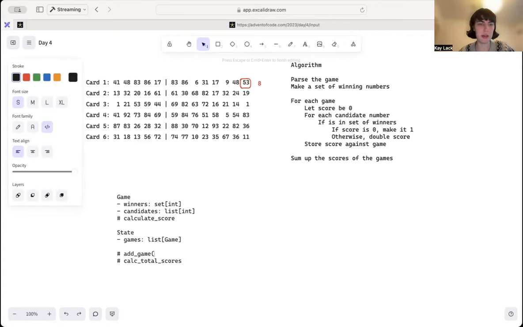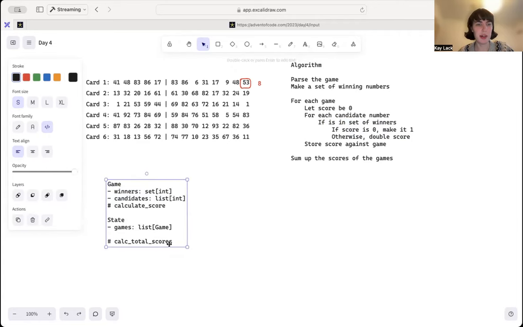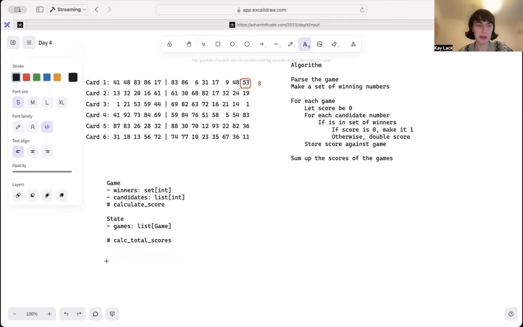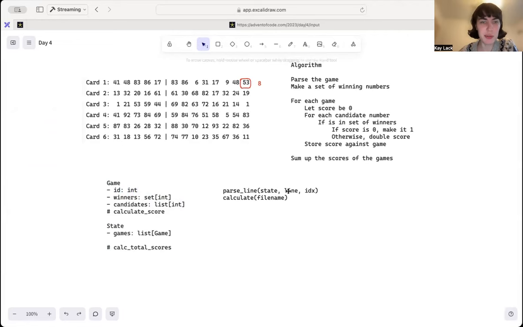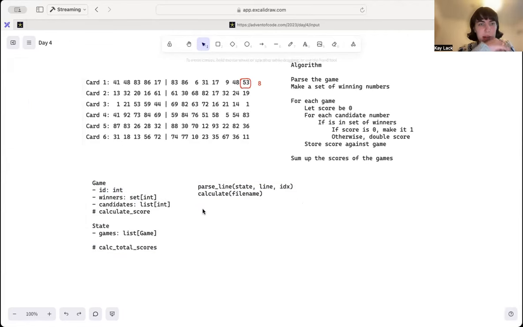Let's not do that. And then we're going to have a parse line, calculate file name. Game should have an ID. Mustn't lose that piece of information. That may become important later. Okay. Looks all right.